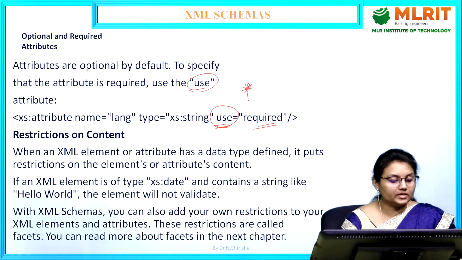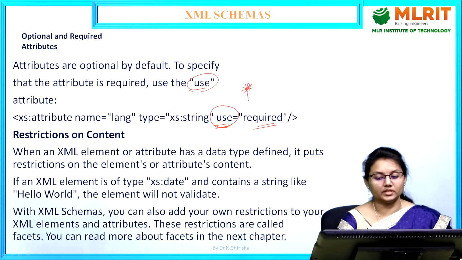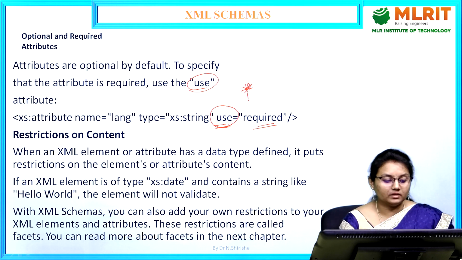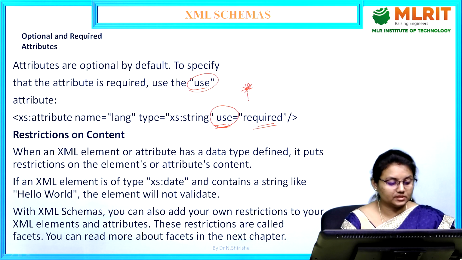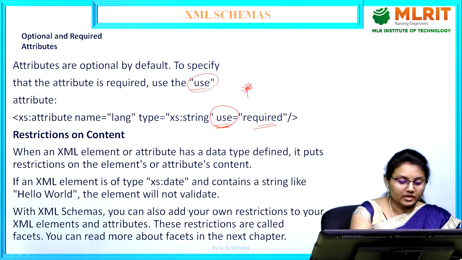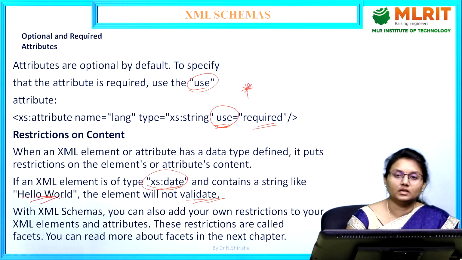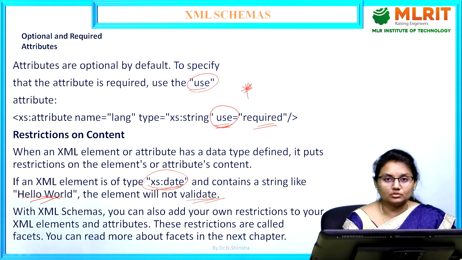Okay. When your XML element or attribute has a data type defined, you can put restrictions. So, XS colon date contains a string called hello, and this element will not be validated because you have type date here, but what is the data that you are sending? Hello world. So that is not validated.